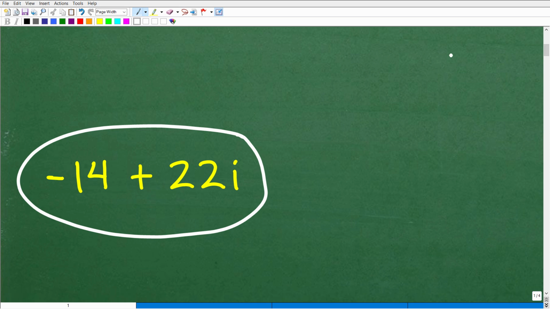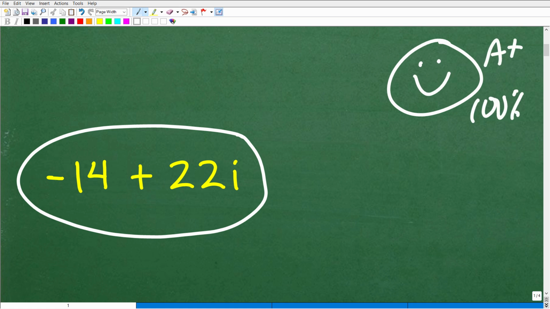Well, if you got this right, let's go ahead and give you a nice little happy face, an A plus, a 100%, and a few stars so you can tell your friends and family that you know how to find the product of complex numbers. They'll be very impressed with that information.